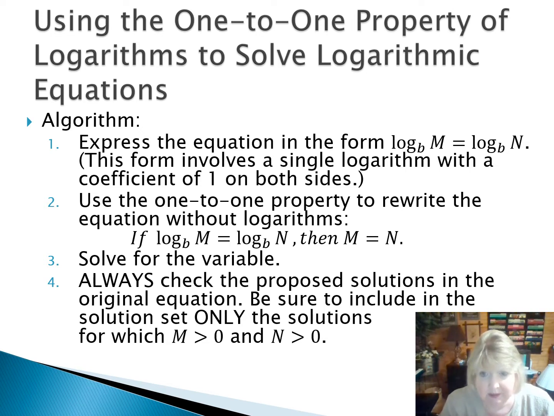This is very similar to what we looked at with finding a common base in solving exponentials. If log base b of m equals log base b of n, since they have the same base, they have to have the same product. So m has got to equal n. Then we'll solve for the variable. Again, always check to make sure that your solutions are feasible, that they are actually in the domain.